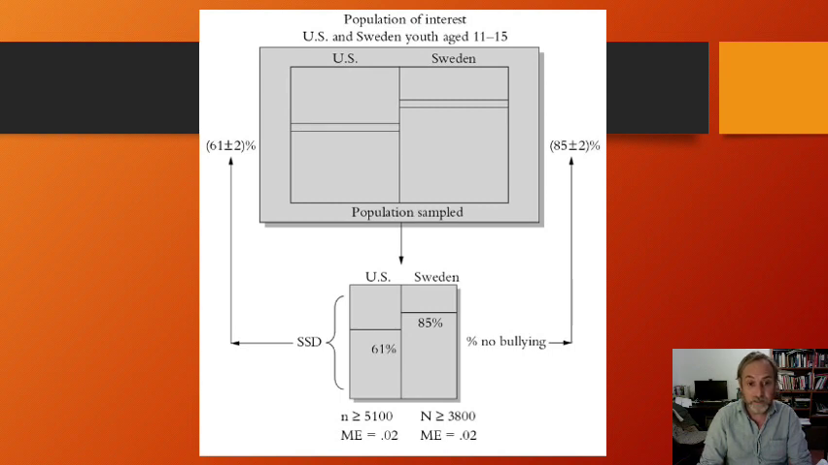We find 61% in the US reporting no bullying, 85% in Sweden. We figured out our margins of error is about 0.02 in each case. So you bring the estimation back up to the population of interest, and we've got our intervals up there. They do not overlap, right? So it looks like we have got a correlation, and then a little quick math and subtraction, and you can get the strength of the correlation.